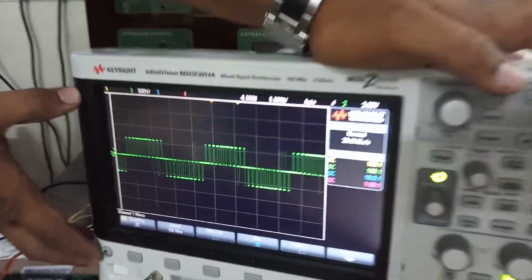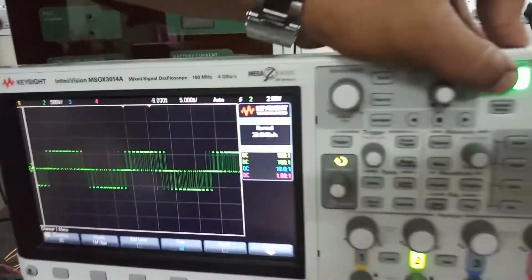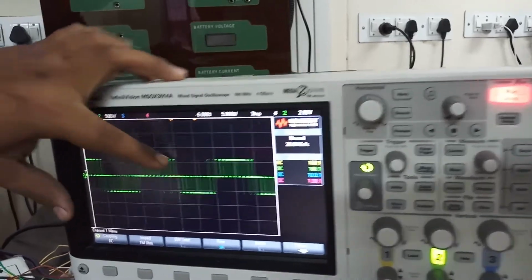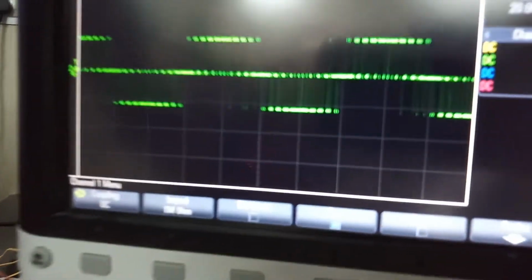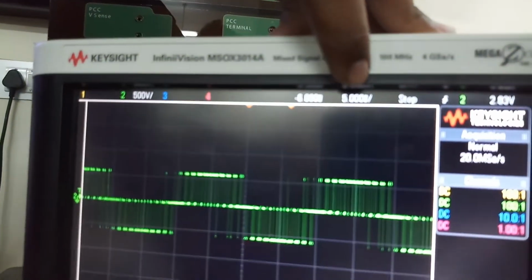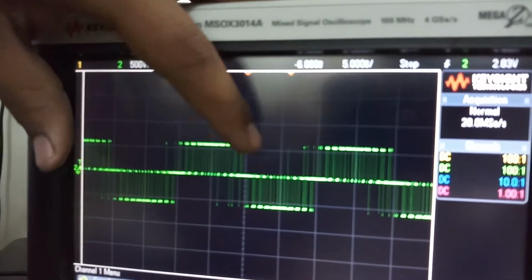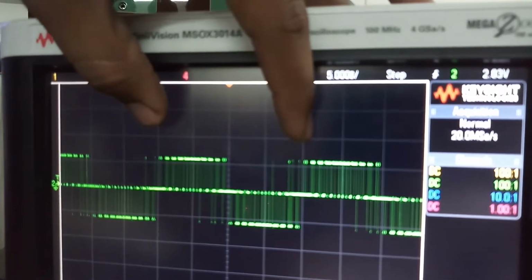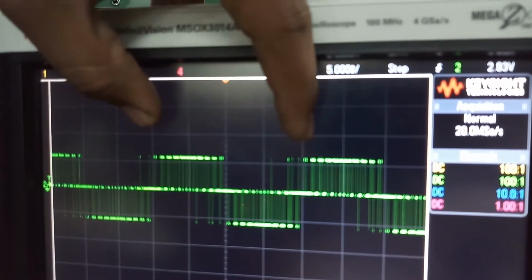This is the output voltage waveform of an inverter. If you see this, it is at around 50 hertz, that is 20 milliseconds. Here we have a time scale of 5 milliseconds. It's coming around 4 divisions. So totally it will be around 20 milliseconds.